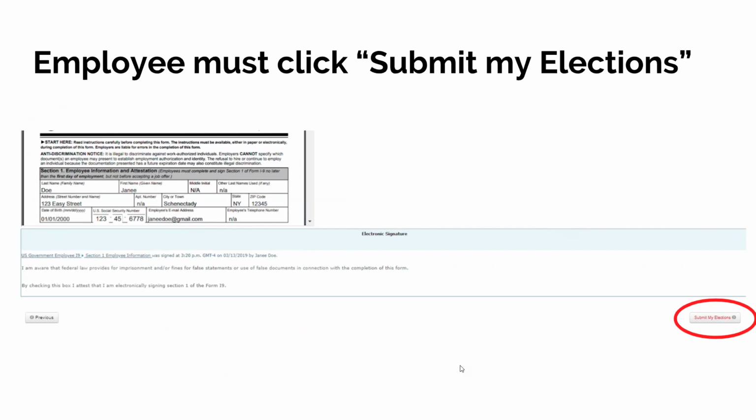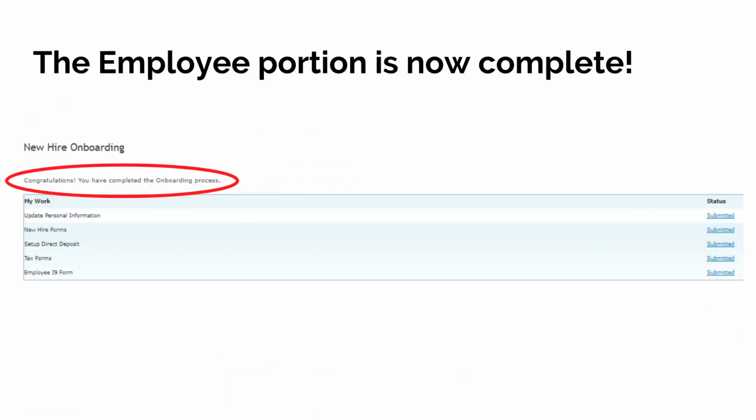So, yep, for the I-9 form, submit my elections. And this is where we want to make sure all sections say submitted. If it does not say submitted, it'll say in progress, and you can click on that link and it'll take you back to whatever section it was to fill out, and it'll be highlighted in red, whatever is missing. And so that will tell the employee, congratulations, you've completed the onboarding process.